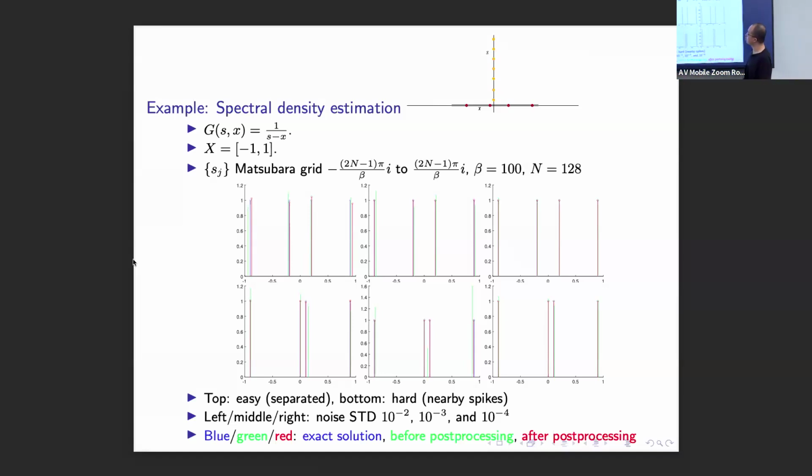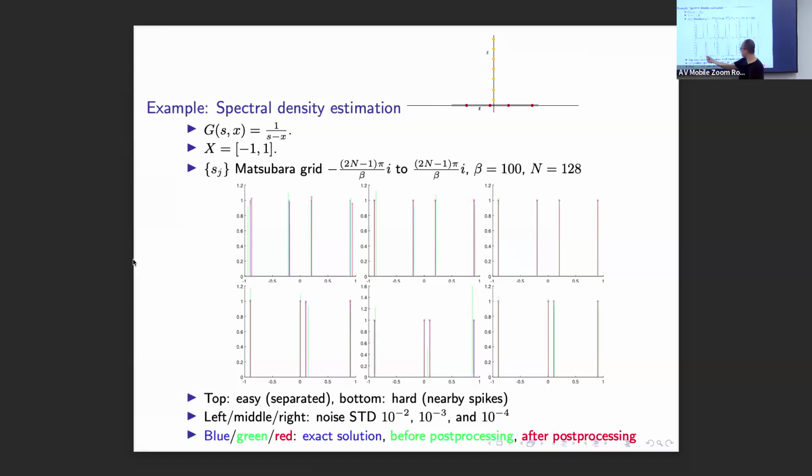Now I have 4 spikes with the same weight. And again, this is a simple case. You see that the spikes are well separated from each other. This is the hard case where 2 spikes are quite close to each other. And again, the noise is 10 to minus 2, 10 to minus 3, and 10 to minus 4. And you see that even with big noise, we were able to do reasonably well in the hard case.